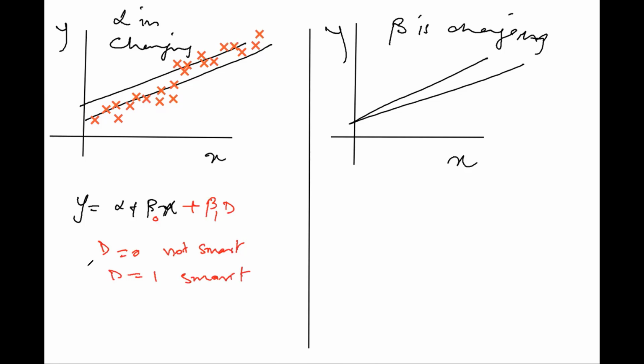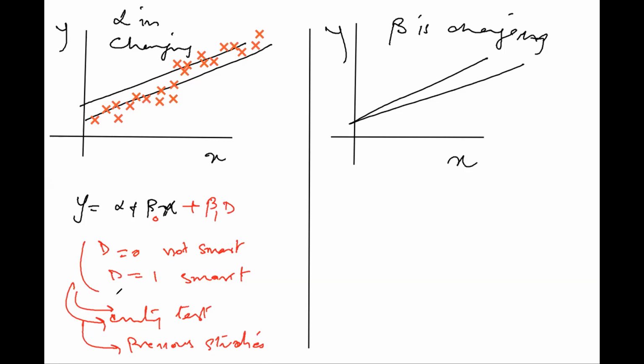And how can we measure if they are smart or not? There are many ways. We can take their entry test marks, we can take their previous studies, or we can measure from their IQ test. So we can make a dummy variable. What will happen is that the quality which is causing a change in intercept value, which was not in the model, is now in the model. So it will solve the problem.